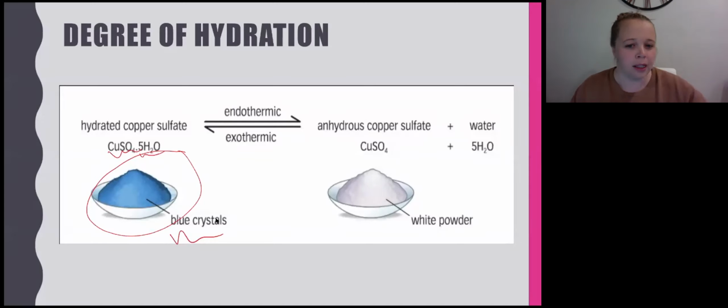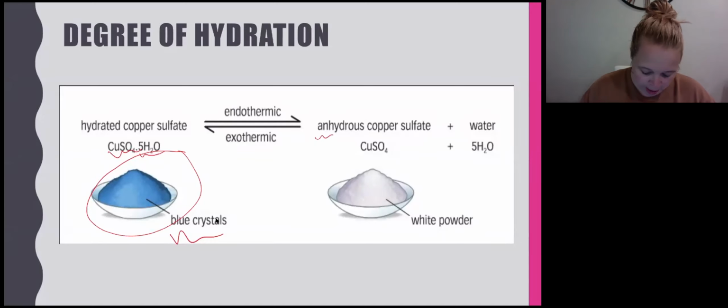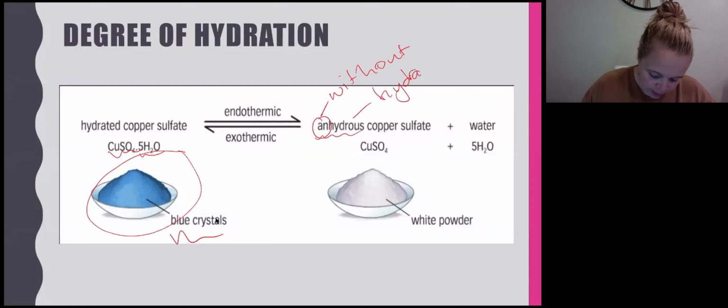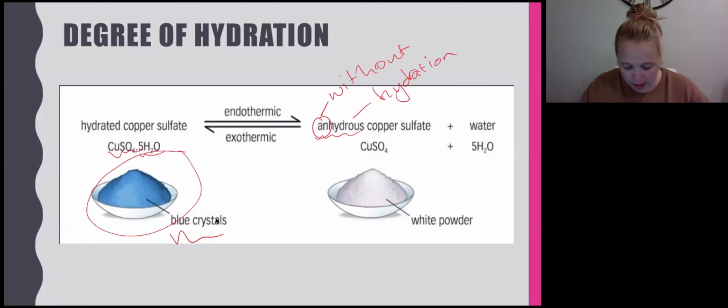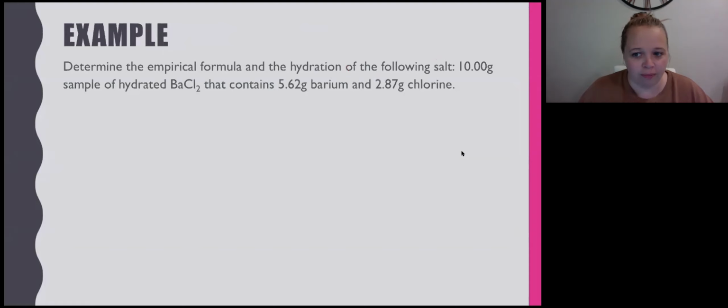If you were to completely dehydrate that, say in an oven, it would become anhydrous, an meaning without, and hydrous meaning hydration or water. So what we've got here is anhydrous copper sulfate plus 5 molecules of water, which would go somewhere else in the oven. But the thing is, a lot of the time we don't buy compounds or make compounds in a format that's not the hydrated version of them.